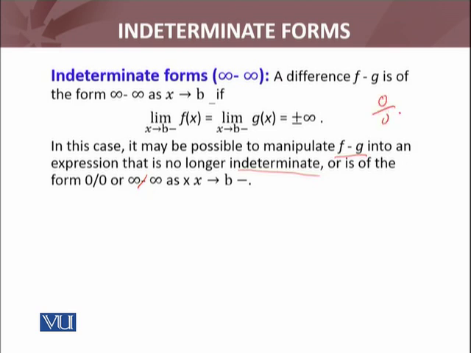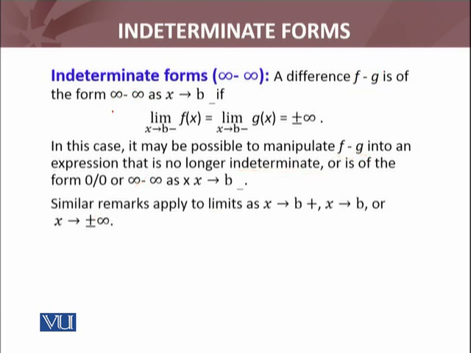We can convert it into 0 by 0 form or infinity by infinity form; f minus g can be manipulated in this way so that we don't have such a form as infinity minus infinity. Similarly, we can define it for x approaches b from the right side, or x approaches b in an interval, or x approaches plus or minus infinity. Similarly, we can define the infinity minus infinity form in this way.